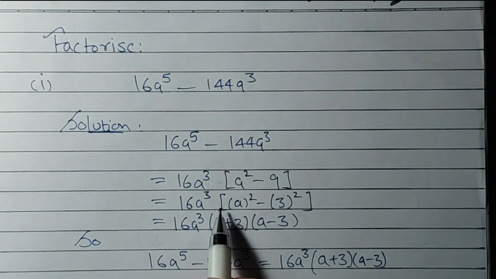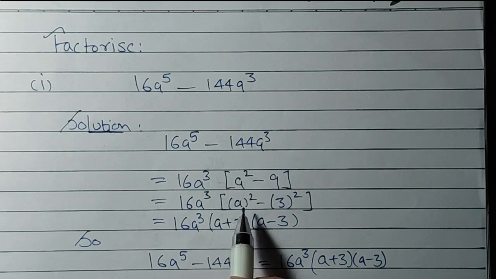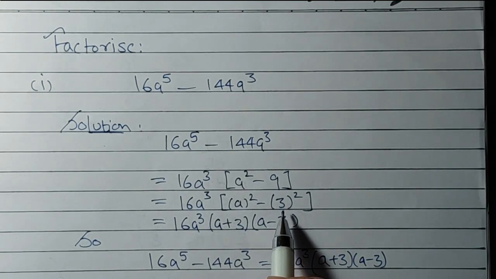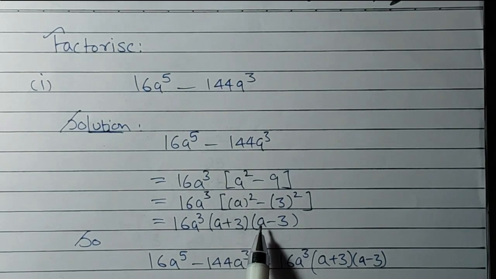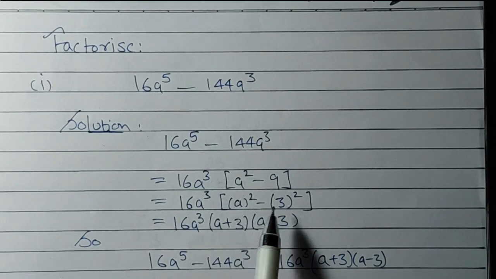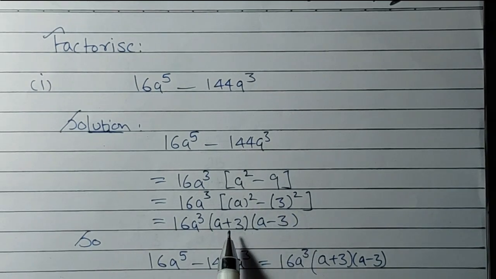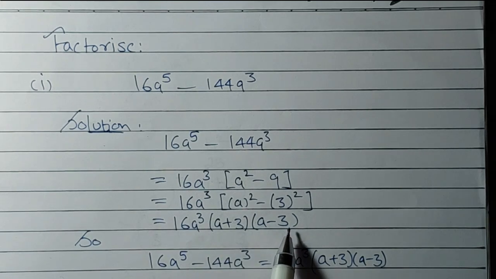16a cube, it can be written as a square, and 9 can be written as the square of 3. So 16a cube into a plus 3 into a minus 3. From the identity x square minus y square, it can be written as a plus 3 into a minus 3.